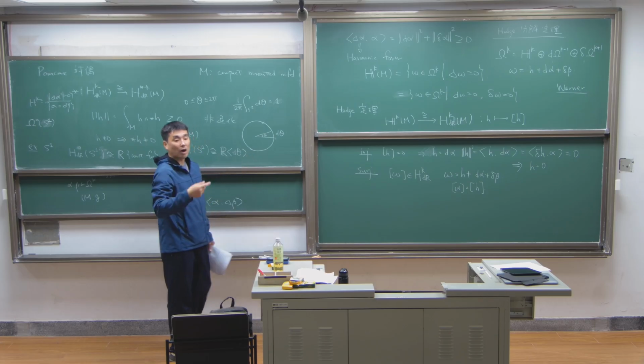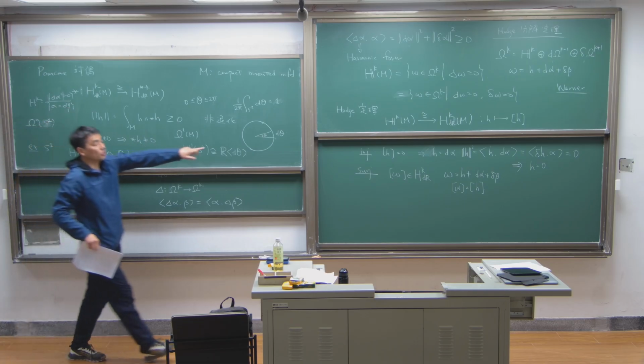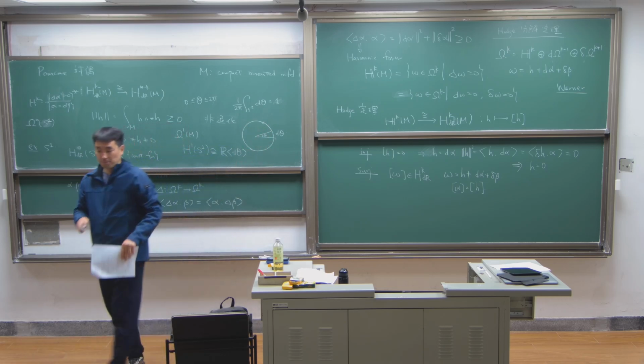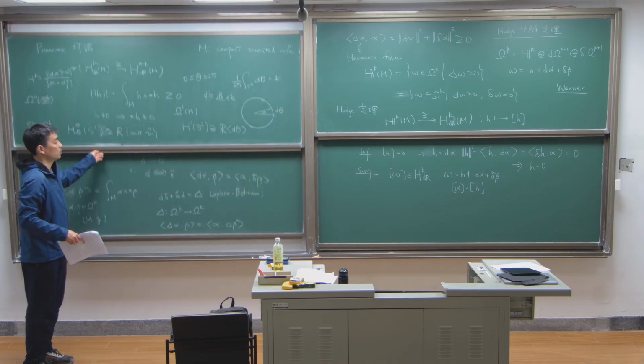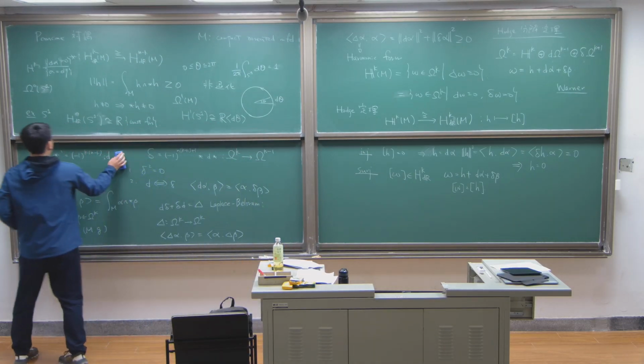Therefore, it's not a smooth function, it's not a smooth map. So therefore, it's not an exact form. You understand what I mean? So this volume form is not d of some function. Theta is not a function on S1. So therefore, it's not an exact form. The other example.